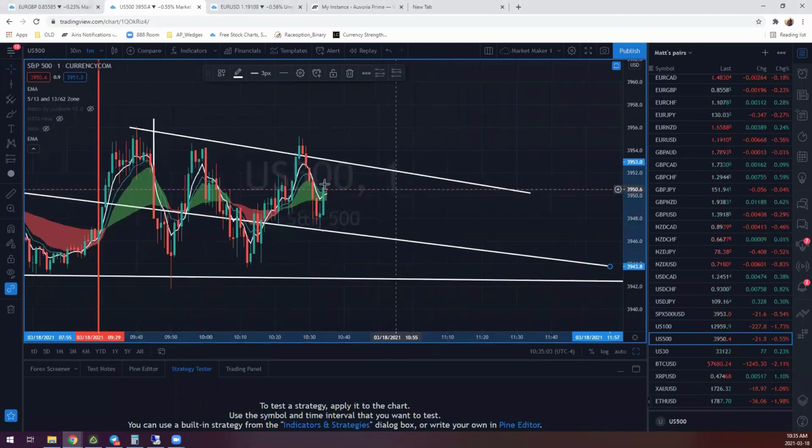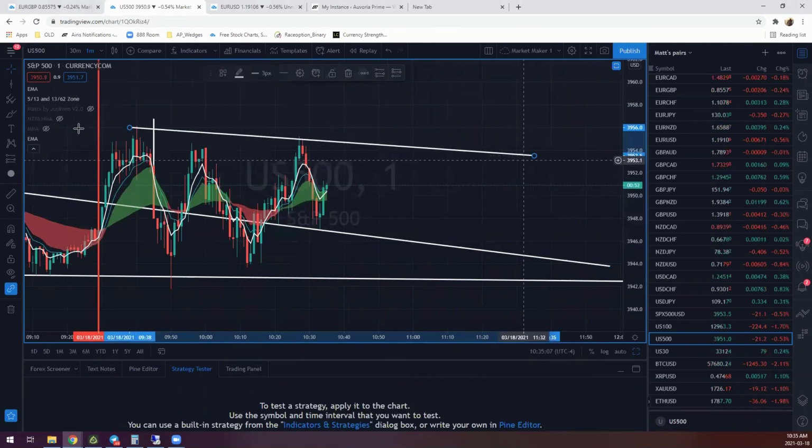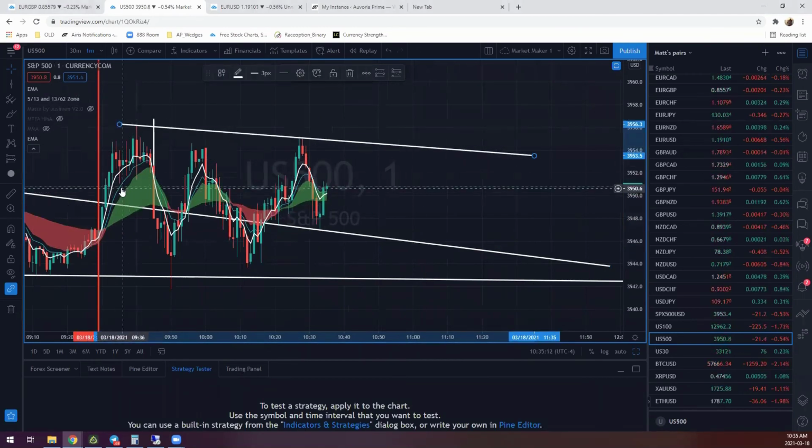So that's where you can start adding layers to your repertoire, because these trend lines can help you get into these scalp trades. But this is why I was concerned, and I didn't want to go short.